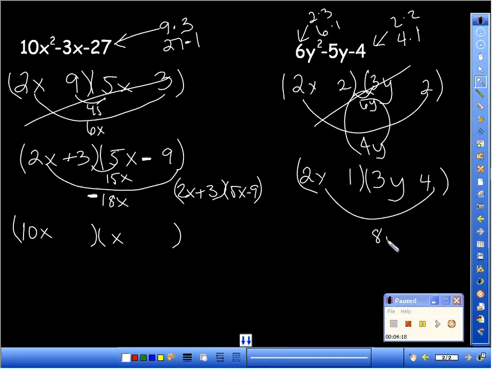I get 8y and 3y. Will that give me 5? Yes, that'll give me negative 5 if the 8 is negative. The 8's negative, it'll give me negative 5. So I get 3y minus 4 and 2y plus 1. And then just make sure that the last two numbers have the right sign. Positive 1 times negative 4 is negative 4.